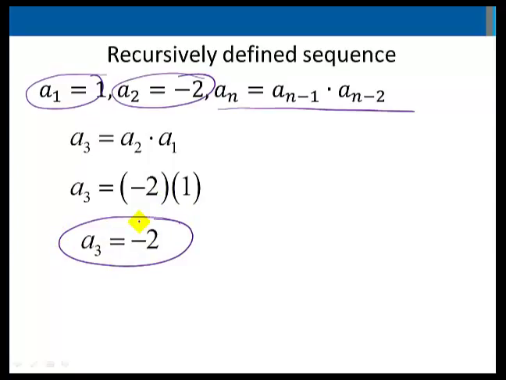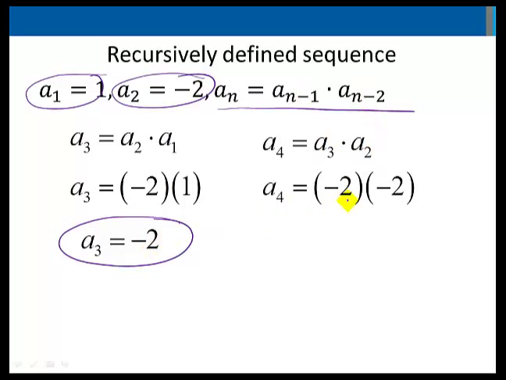We next find A sub 4, replacing n with 4. We have A sub 4 equals A sub 3 times A sub 2, which is -2 times -2. A sub 4 equals 4.